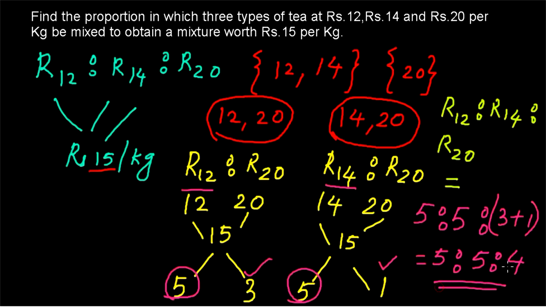So the ratio at which the tea at rupees 12 per kg, rupees 14 per kg and rupees 20 per kg should be mixed so as to get a mean price of 15 is given as 5 is to 5 is to 4.